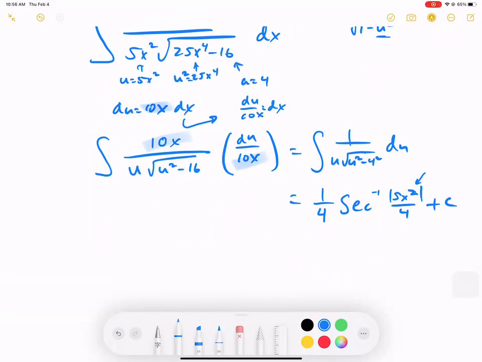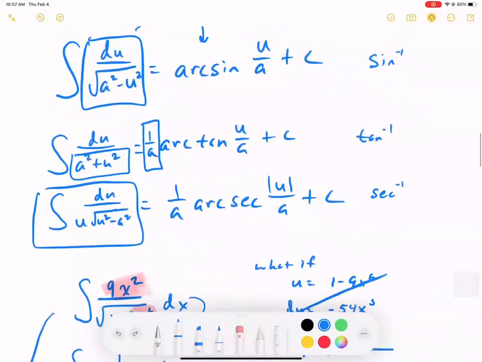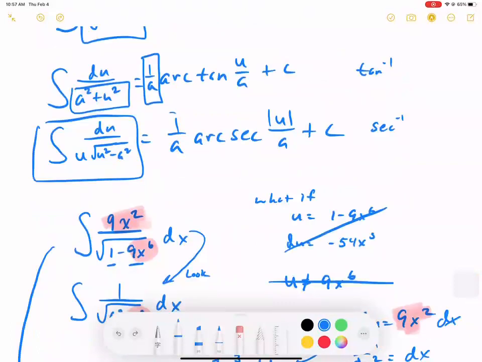Where do you get the 1 over 4? Great question. The identity for this is a 1 over a. So let's go back and look at our identity quickly. Sorry, jumping back to the top. The identity here is 1 over a. Okay. So we just copy 1 over a. Don't even overthink it.